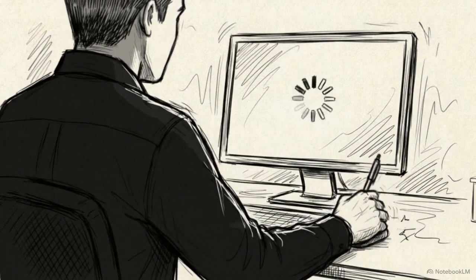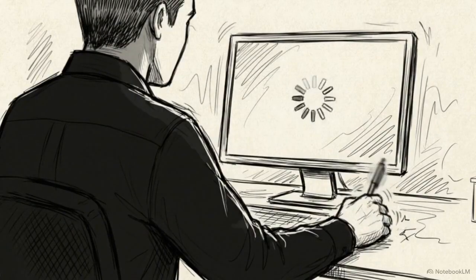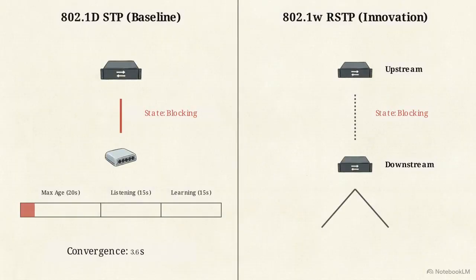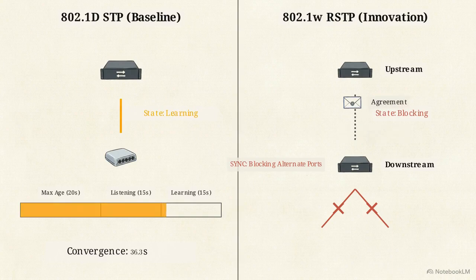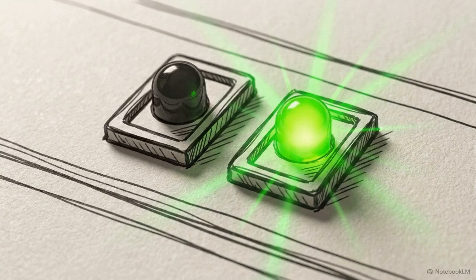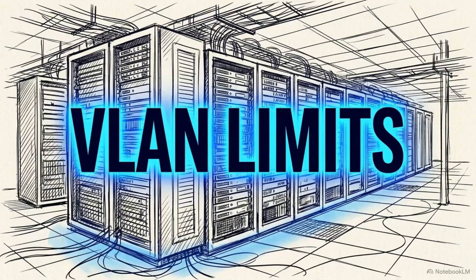The Rapid Spanning Tree Protocol, standard 802.1w, abandoned passive timers completely. RSTP uses a proposal and agreement mechanism. An upstream switch sends a proposal. The downstream neighbor executes an active handshake, aggressively syncing its ports and instantly blocking redundant paths. It fires back an agreement, dropping convergence to mere milliseconds. By shifting from passive observation to an active handshake, the switching infrastructure can heal physical failures faster than applications or servers time out.